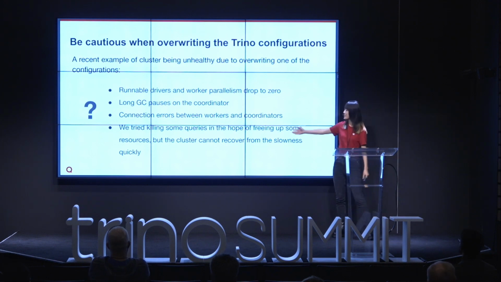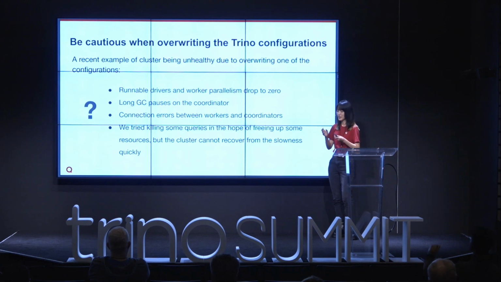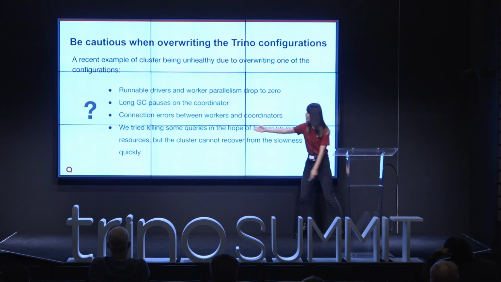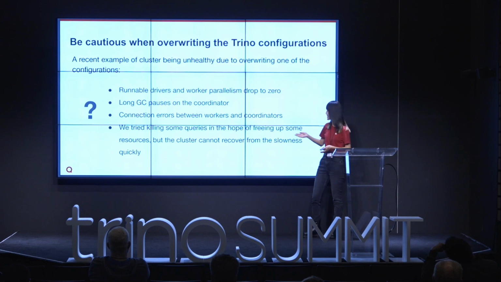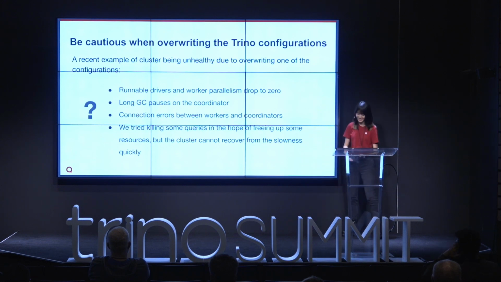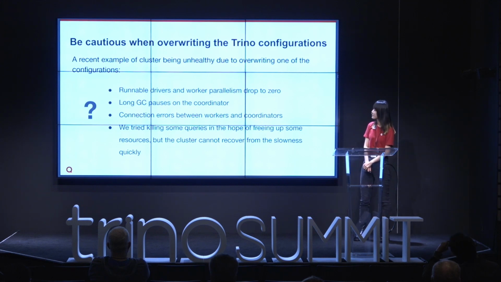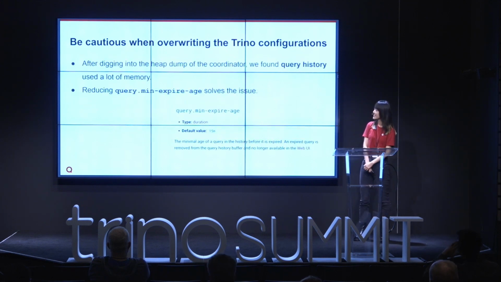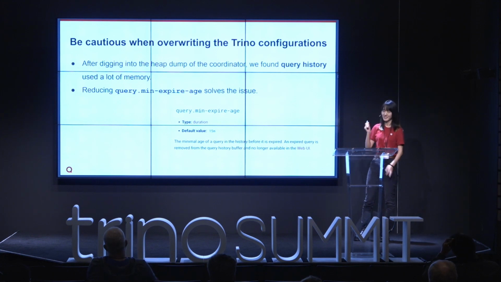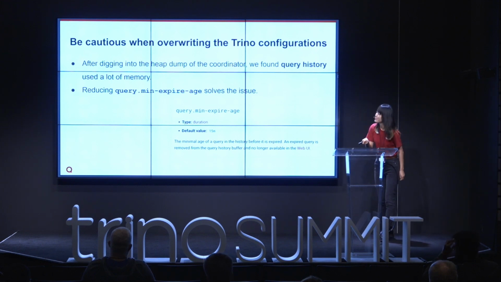We initially thought it was a memory issue caused by some queries. So we tried to kill some queries in the hope of freeing up some resources, but the cluster just could not recover from the slowness. So what happened? After digging into the heap dump of the coordinator, because our coordinator actually ran out of memory, we found the query history used a lot of memory.